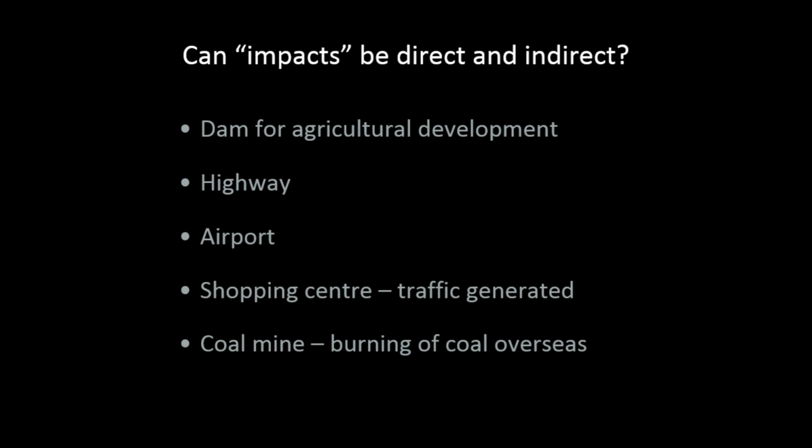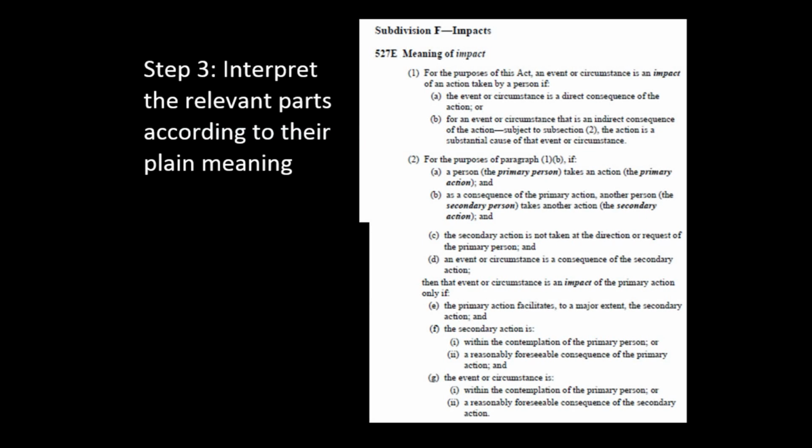So all we were doing was applying the plain meaning of impacts. If you look it up in the dictionary, it typically includes the direct and indirect impacts, not just direct cause and effect. So the litigation around this led the Commonwealth government to amend the Act to include this really, really complicated definition of impacts, but it basically means the same thing, that an impact includes the direct and indirect impacts of an action.